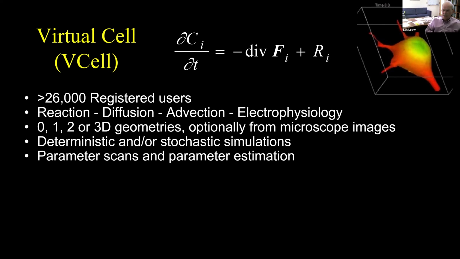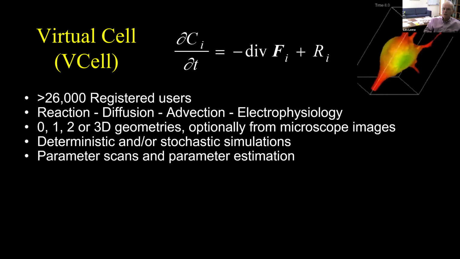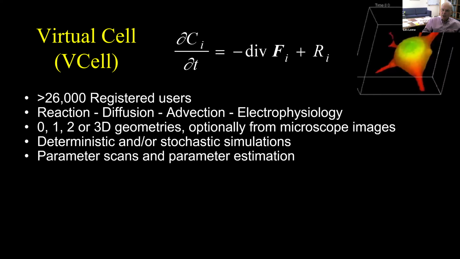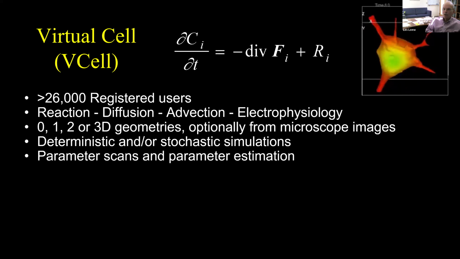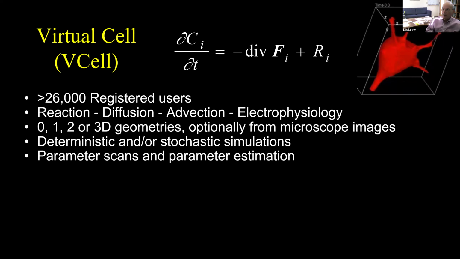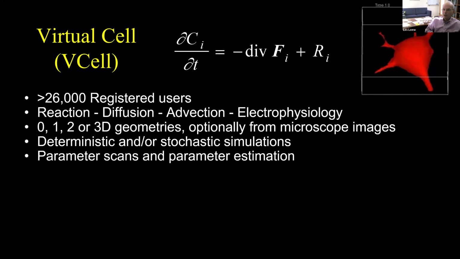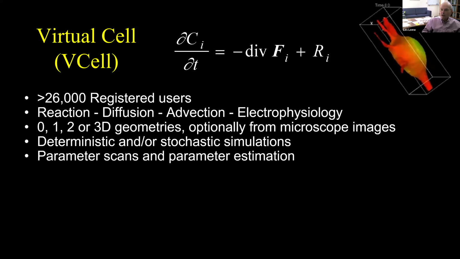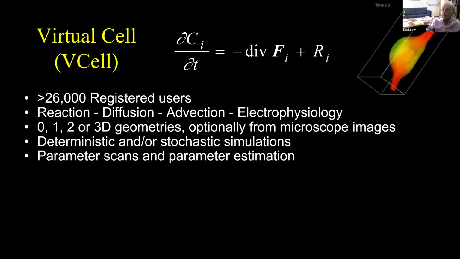By parameter estimation, just to make sure everybody understands what I mean, the typical case is that you have some experimental measurement of some experimental observable, and you want to fit rate constants to that observable in your model. You don't know what the rate constants are, but you know that they have to fit whatever you're observing in your experiment, and so you can use minimization techniques to determine the parameters.